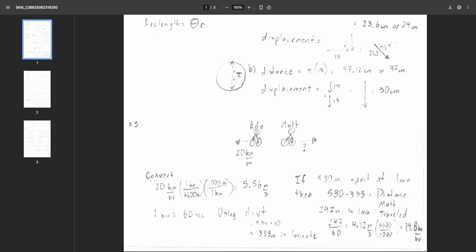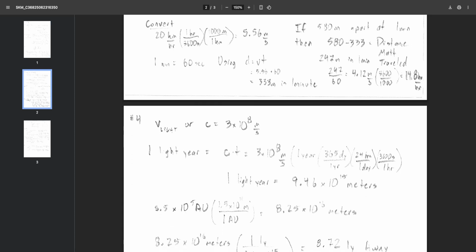I mean, they did not say a unit, but I did convert it to kilometers per hour by just using the exact same method over here. And in this case, it's going to be 3,600 over 1,000. So it's 14.8 kilometers per hour is how fast Matt is riding.